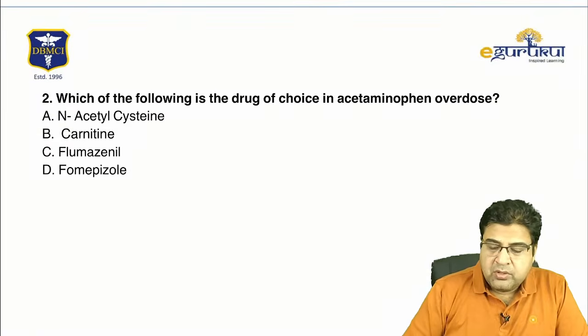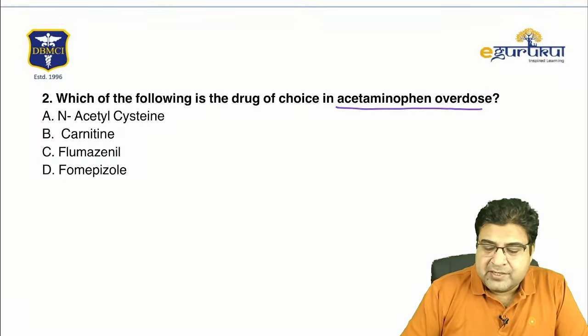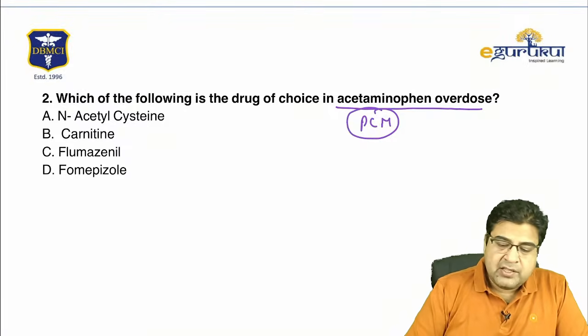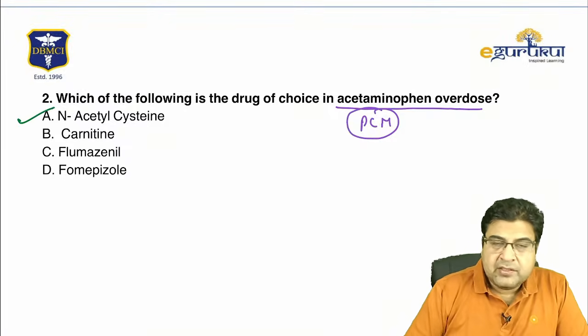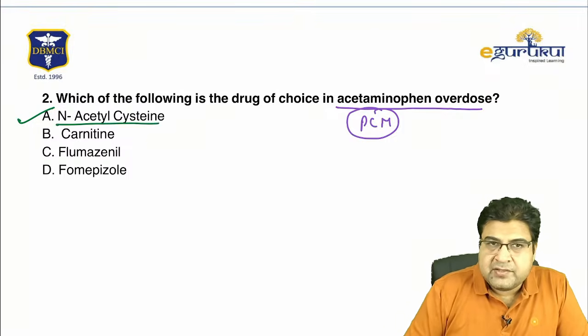Now question number two, what is the drug of choice in acetaminophen overdose? So acetaminophen, guys, is paracetamol, they are asking the antidote of paracetamol poisoning, that is N-acetylcysteine. So N-acetylcysteine is the antidote of paracetamol poisoning.